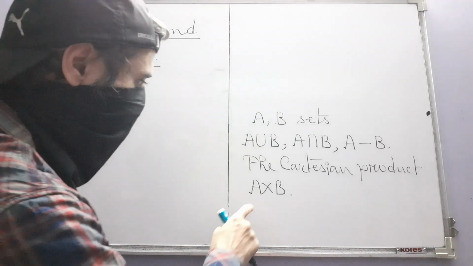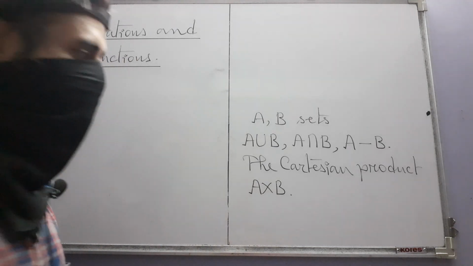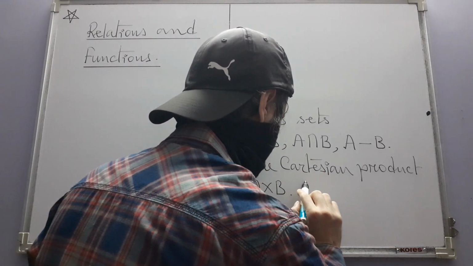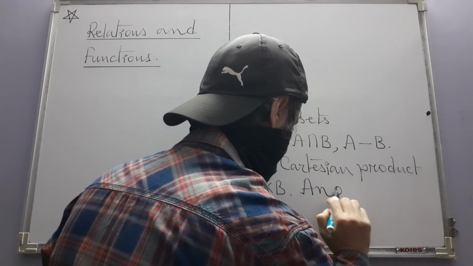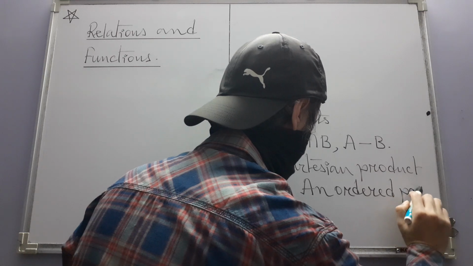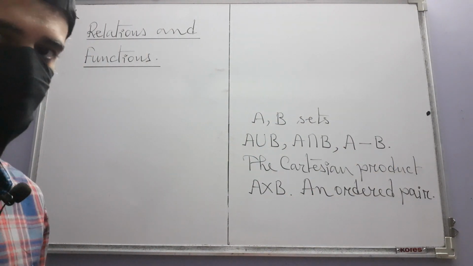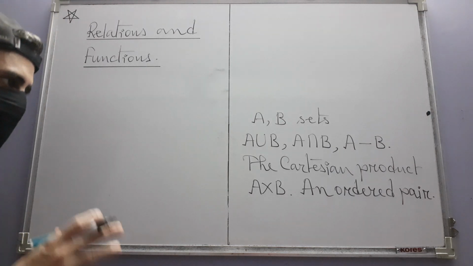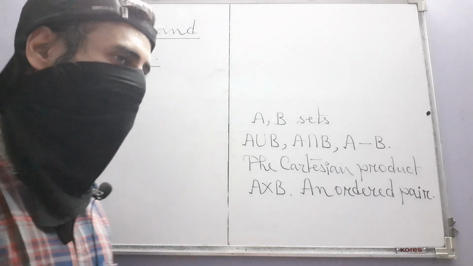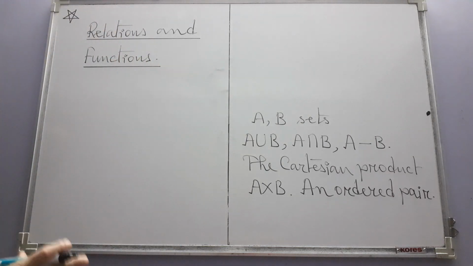Now, in order to introduce this operation, we will have to know something known as an ordered pair. An ordered pair of objects or an ordered pair of elements. Ordered pairs are like sets, but there is a difference also. In order to see what these things are, let us start with an example.